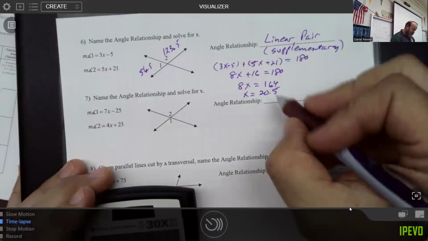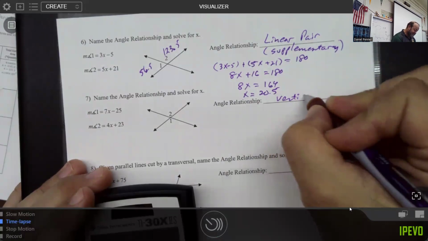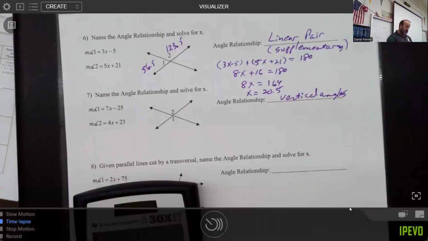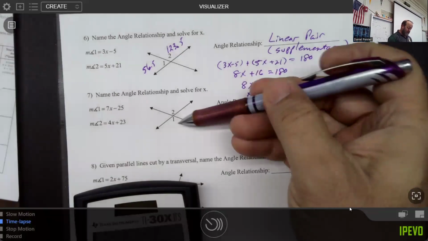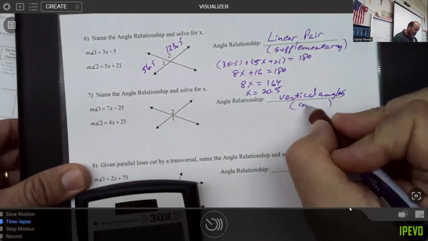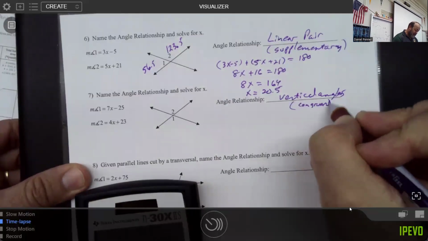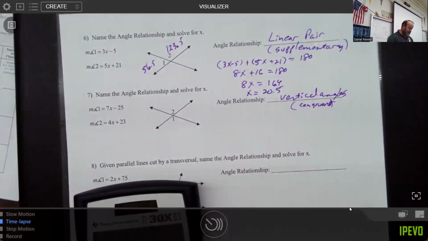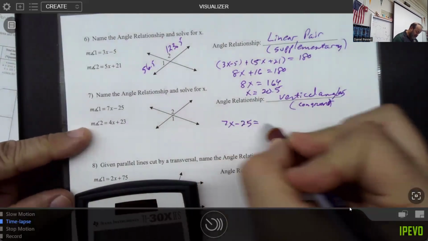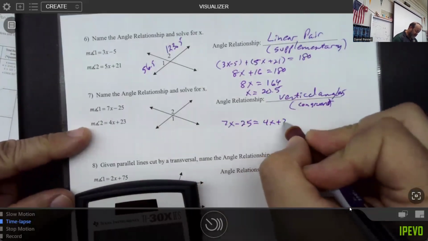Now, the next one is the idea of vertical angles. Anytime you have two lines that intersect, the ones that are across from each other are called vertical. And that actually means that those angles are going to be congruent, which means they're going to be exactly the same shape and the same size. So I'm going to take these two values and set them equal to each other.